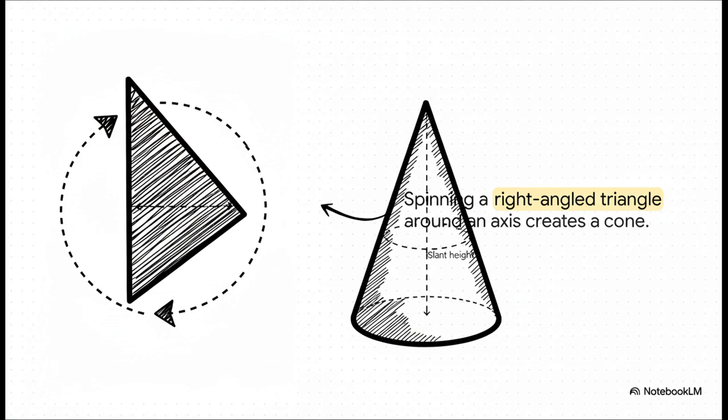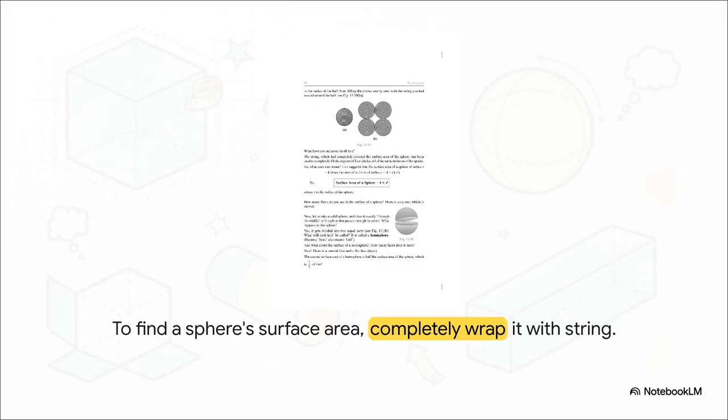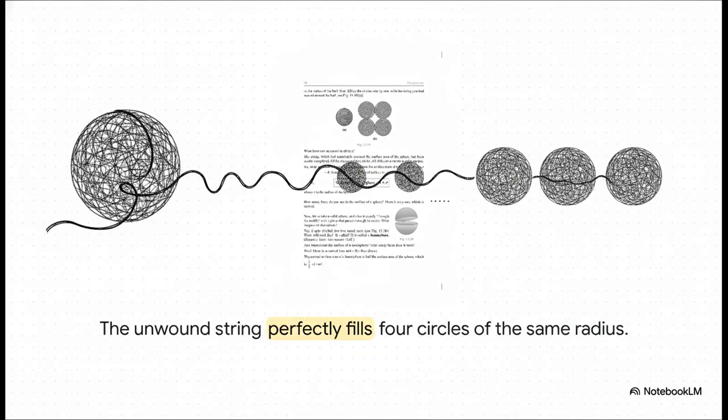Pretty cool, right? Now, the sphere. It's maybe the most perfect shape there is, and it has this truly beautiful way of showing us its surface area. Imagine you take a ball and you very carefully wrap it with string over and over until every single inch of its surface is covered.